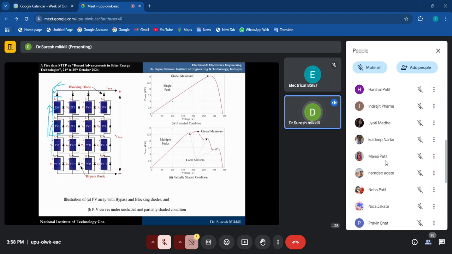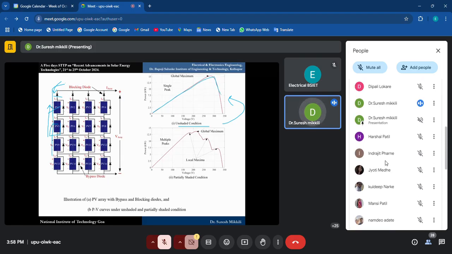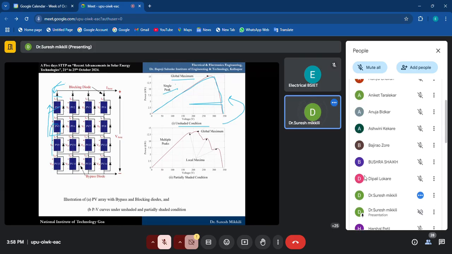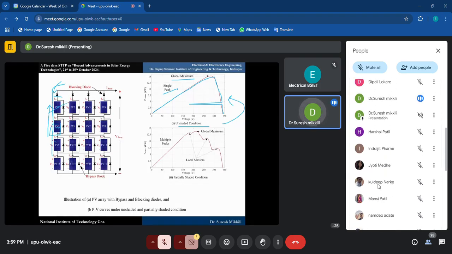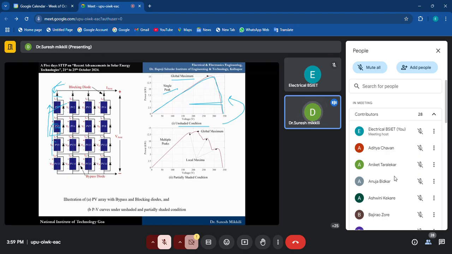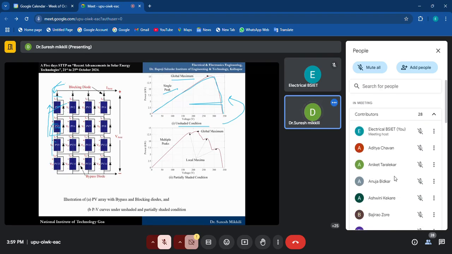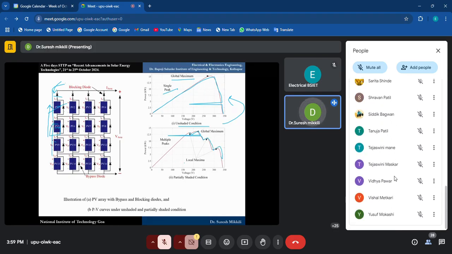Now, during normal, unshaded conditions, this is the first one. During uniform conditions, you get the proper peak in the I-V and P-V characteristics. You get only a single peak, called the global maximum. Whereas if there is shading on any of the modules, the current flowing through the string will not be equal, so multiple peaks will come. These are called local maxima.